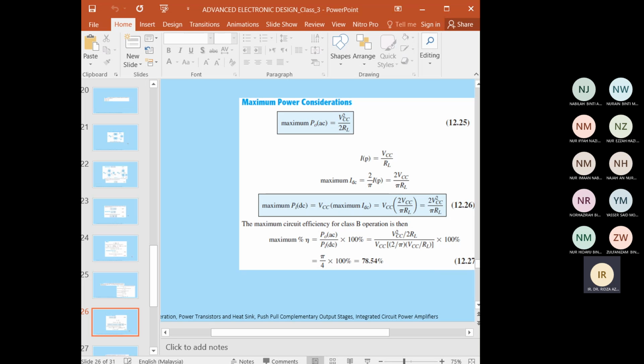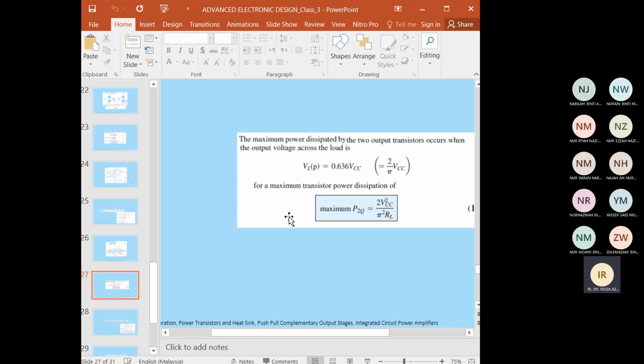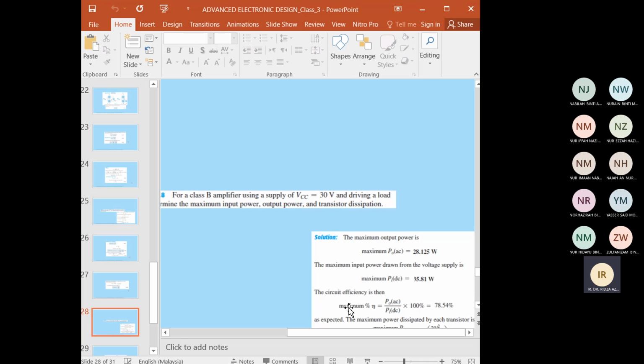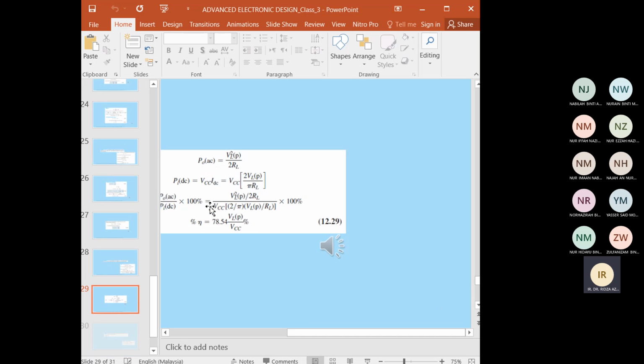So we can say that the maximum power dissipated by the 2 output transistors occurs when the output voltage across the load is VL peak equal to 0.636 VCC. Okay, so this equals 2 over pi. And the maximum transistor power dissipated can be calculated by 2 VCC squared divided by pi squared multiplied by RL. You can go through the example.